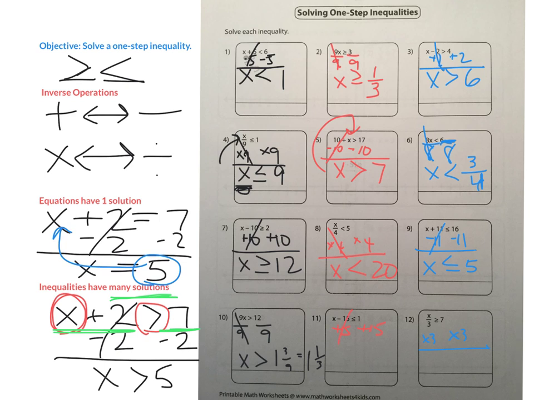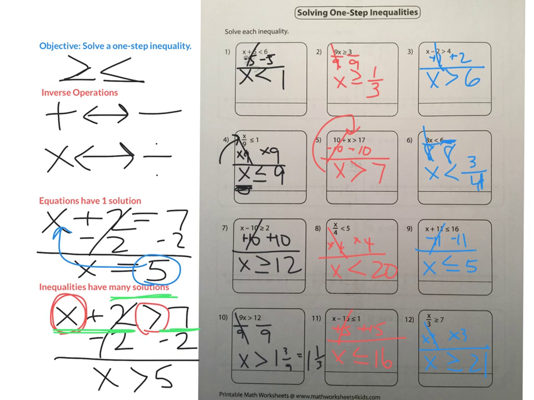Adding 15 to both sides, that will cancel to 0. So x is less than or equal to 16. And last one, multiplying by 3, dividing by 3, multiplying by 3 will cancel out. So x is greater than or equal to 21. Okay, hopefully you did pretty well with those.